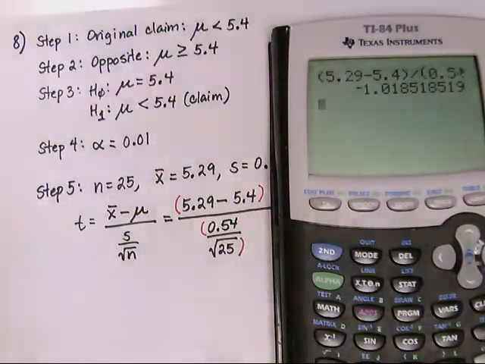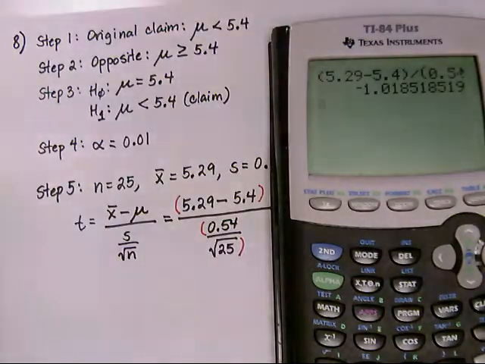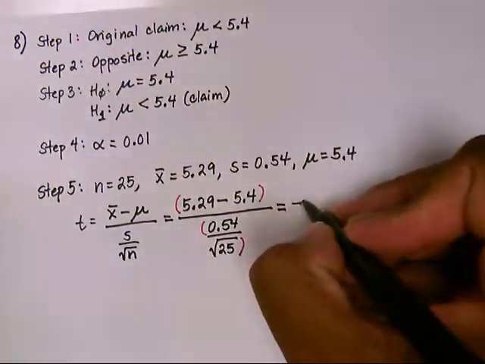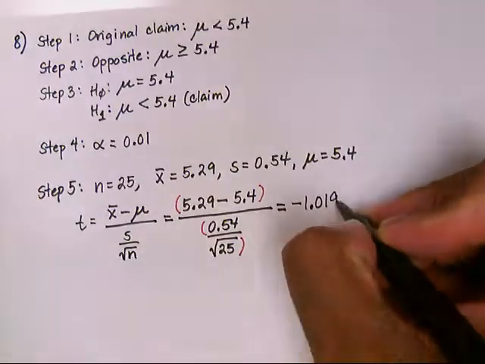Now that test statistic, I'm going to round this off to 3 decimal places. So in this case, this will be negative 1.019. So my test statistic is negative 1.019.